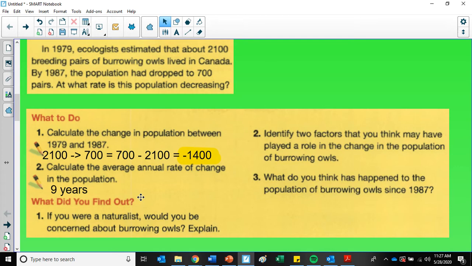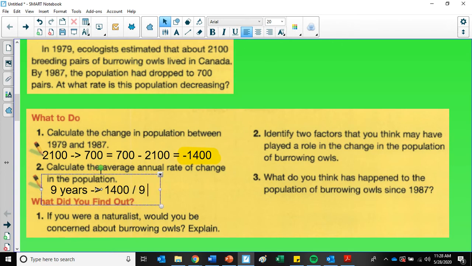So I counted 9 years over that. And so when we have our 9 years, we just want to figure out how many actual owls died every year, or not necessarily died, but were lost every year. And so what we do is we take our negative 1400, or just 1400, divide by 9.